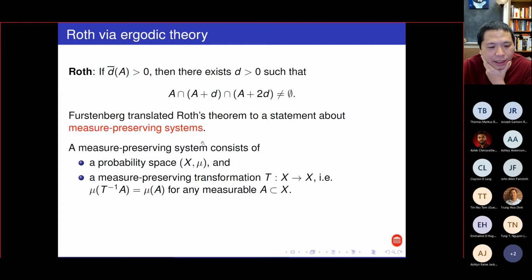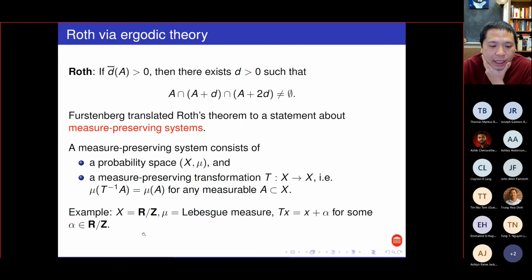Let's take an example. For example, we take X to be the torus, mu is the Lebesgue measure on the torus, and T is just a translation. So you have something on the circle, and you translate it. Clearly this transformation is measure preserving.